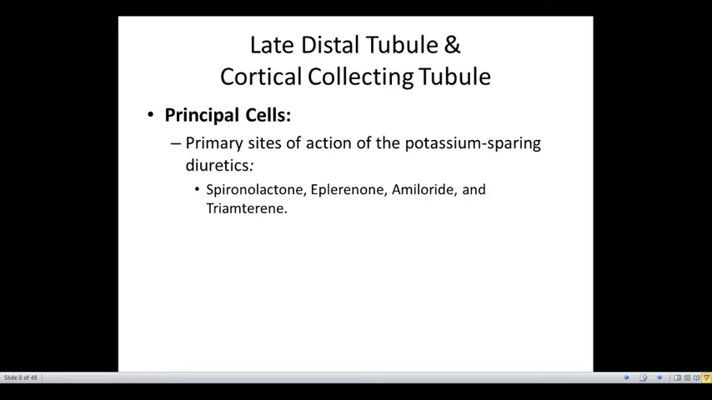Principal cells are primary sites of action of the potassium-sparing diuretics like spironolactone, eplerenone, amiloride, and triamterene.